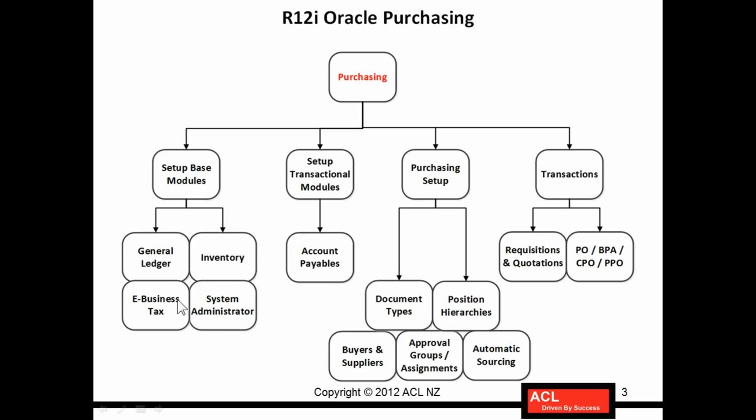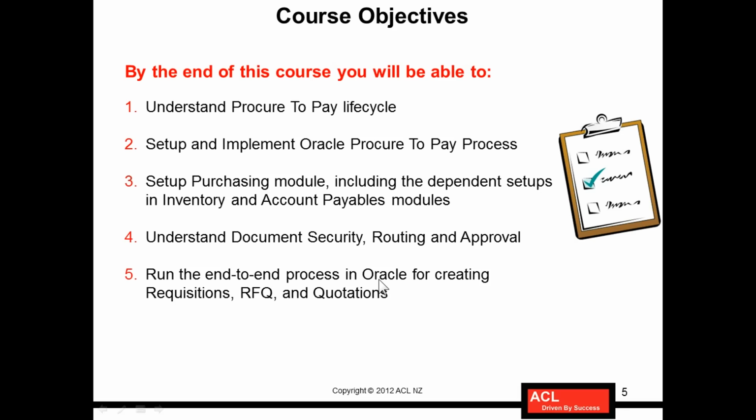Then we'll also do a number of dependent setups in the account payables module before we actually set up the purchasing modules, and that's what I've written here. So we do the dependent setups first, and then we set up the purchasing modules, and as a part of that setup we will also understand document security, document routing and document approval. Once we have done the complete setup, I'm going to demonstrate the transactions.